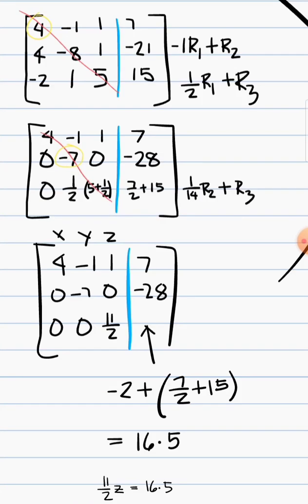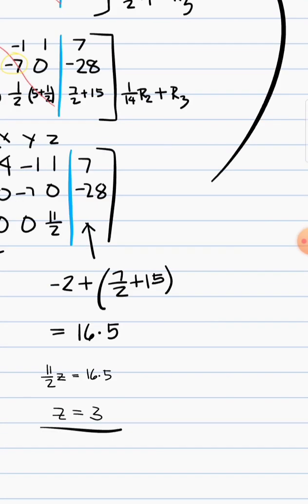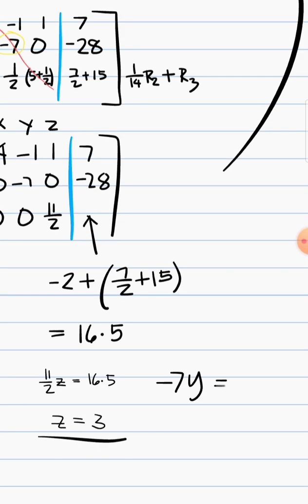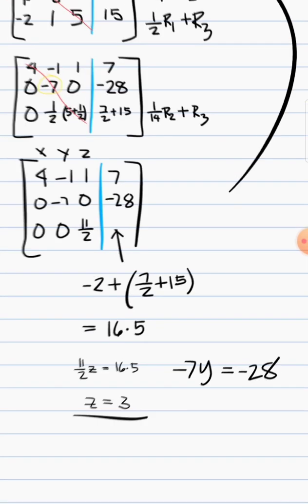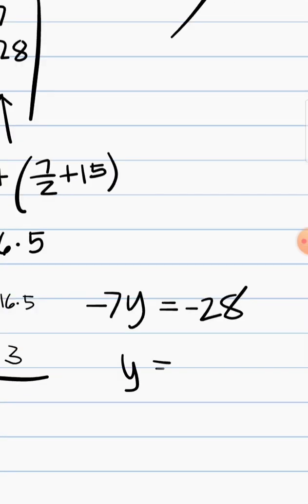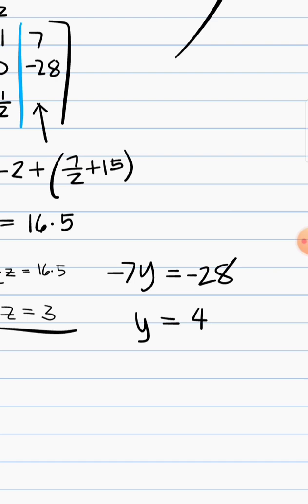Now, in this second row, as you can see, we have y. Only y has a value. So we will just have negative 7y equals negative 28, since x and z are all 0. So y is equal to 28 over 7 or just 4, because 7 times 4 is 28.